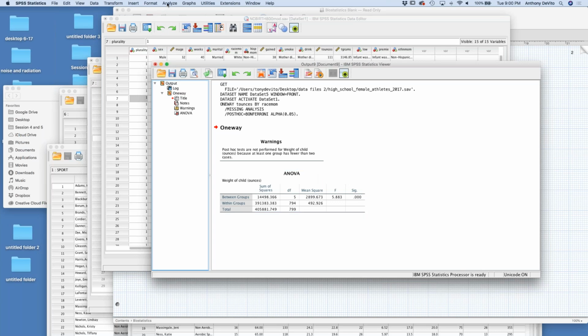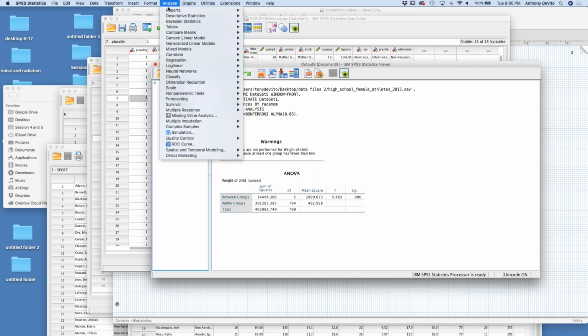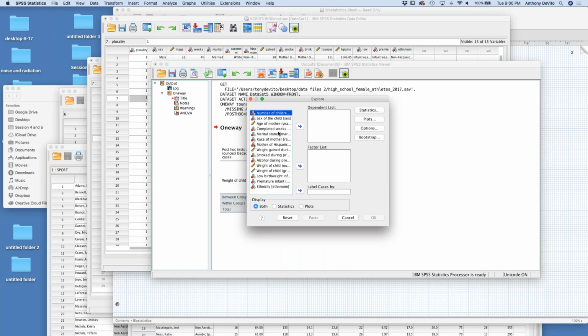You know what I'm going to do? I'm going to go back here. And I'm going to say analyze, descriptive statistics, explore. And I'm going to do this calculation for race of the mother. Oh, hang on a second. The factor is going to be race of the mother. And the weight of the child is going to be our statistic. And I'm going to click OK.